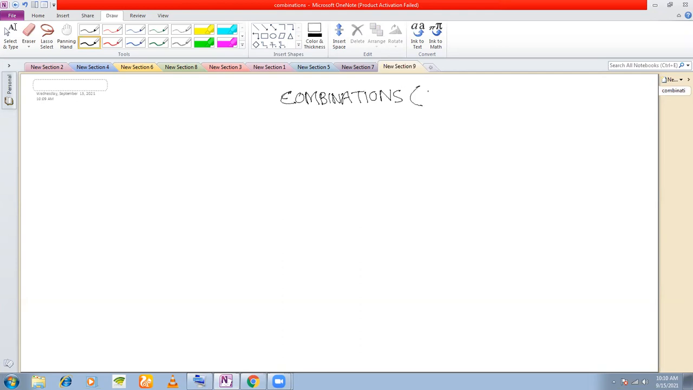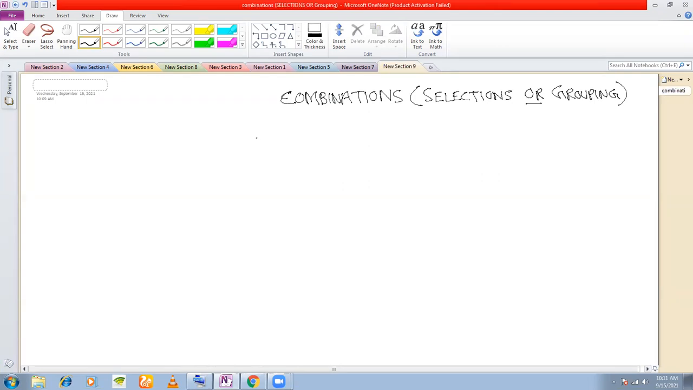Combination, the alternative word is selections. So whenever you come across the word selections or grouping, you understand that it is a problem from combinations. Whenever in a problem you come across the word arrangement, you know it is a problem from permutations. When you come across the word selection or grouping, you understand that it is a problem from combinations.